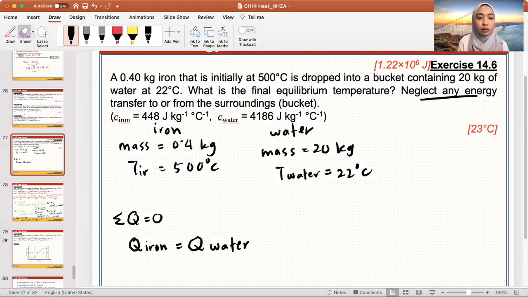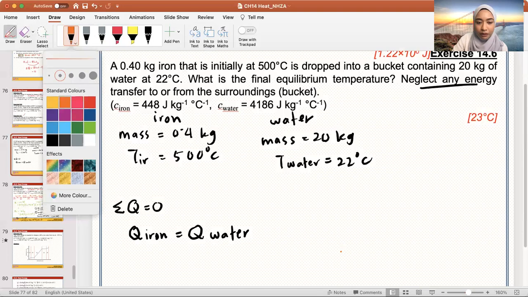So kita letak metal panas dalam air, what happens to the water? It becomes hotter. So it means that the water will absorb the heat energy from the iron and the iron will release the heat energy. So iron akan jadi cooler. So Umar is correct. And another thing we need to take note of is if it's in an isolated system or not. So yes, it is in an isolated system. All right, so let's do the equation.